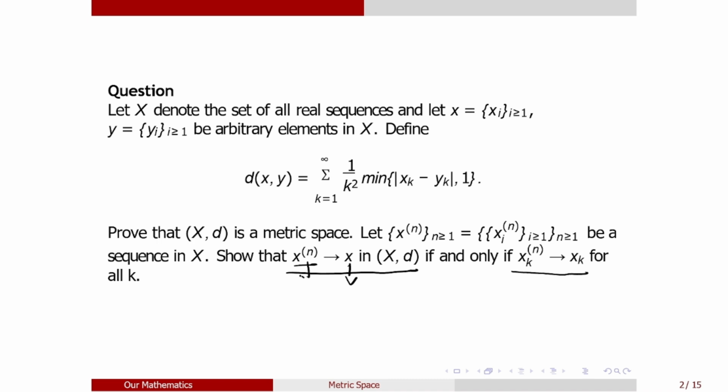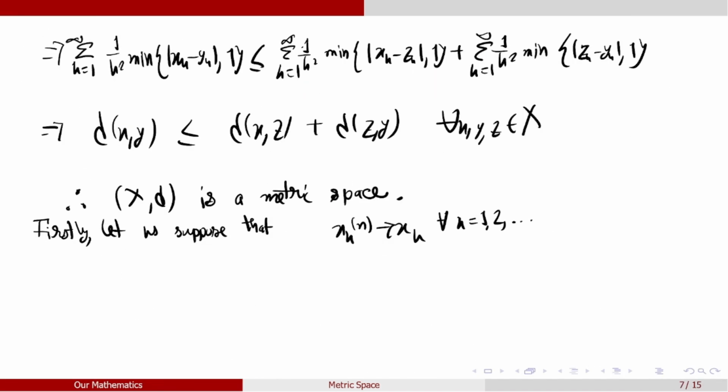Now xn converges to x. Xn is a sequence of sequences. We have to remember that while solving the question. I am repeating again and again, xn is a sequence of real sequences, and x itself is a sequence. Alright, let's prove this. Firstly let us suppose that xkn converges to xk for all k equal to 1, 2 and so on. So the component-wise sequences are converging to the components.